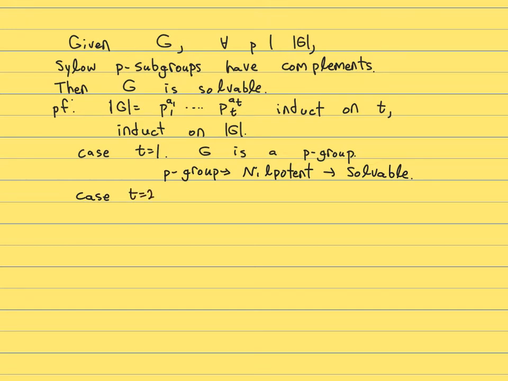Case t equals 2. G is a product of powers of 2 primes. The complement of a Sylow p1-subgroup would be a group of this order, p2 to the a2, which would be a Sylow p2-subgroup, which already exists by Sylow's theorem, and vice versa. So Sylow's theorem implies when t equals 2 that the Sylow p-subgroups have complements. So we see the hypothesis is always satisfied for t equals 2. And then the conclusion should be that G is solvable. Oh, right, this is Burnside's theorem, which we already proved.